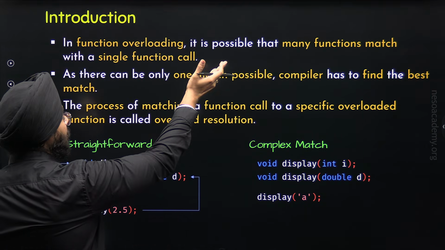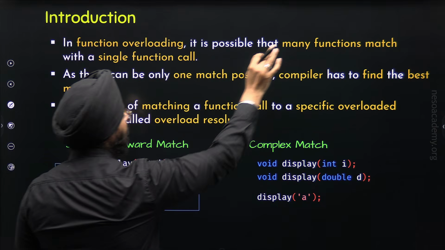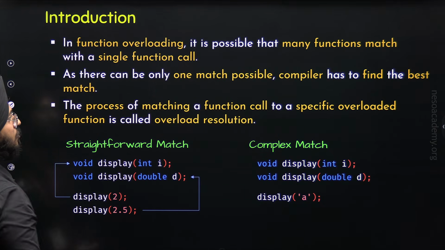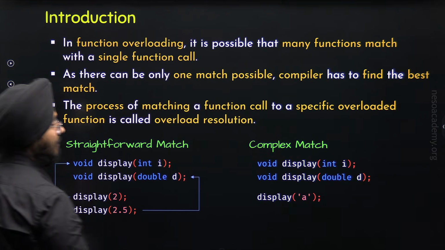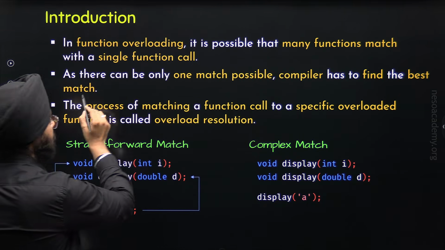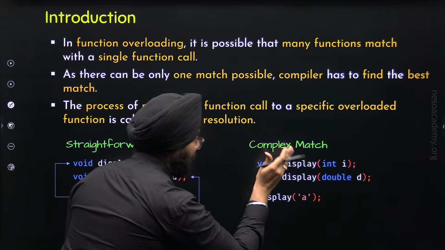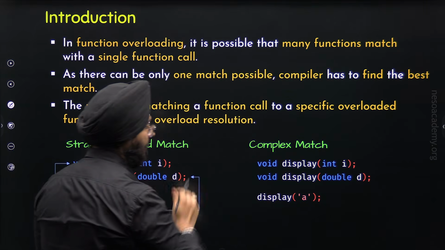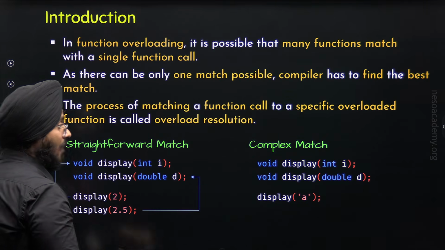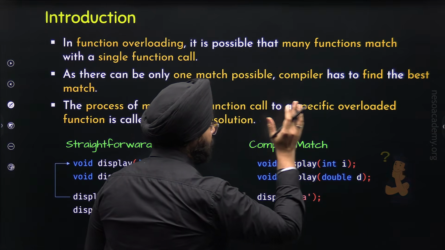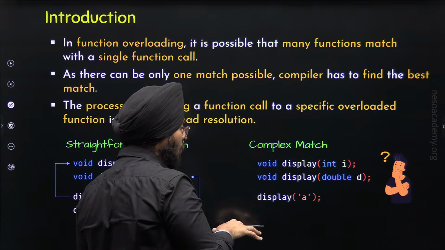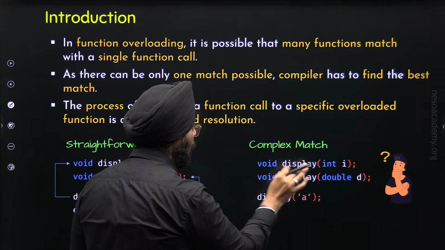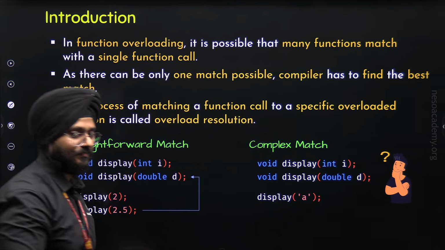So that's the point. It is possible that many functions match with a single function call. If that's the case, then the compiler has to find the best match. Here the compiler has to find the best match for this function call. But the question is, how does the compiler find the best match? That is how the compiler performs the overload resolution.